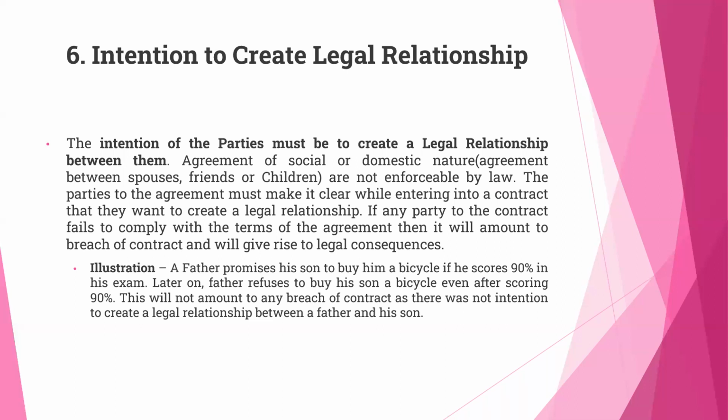For example, a father promises his son to buy him a bicycle if he scores 90% in his exam. Later on, the father refuses to buy his son a bicycle even after scoring 90%. This will not amount to any breach of contract as there was no intention to create a legal relationship between a father and his son. It is one of the most fundamental aspects of the law.